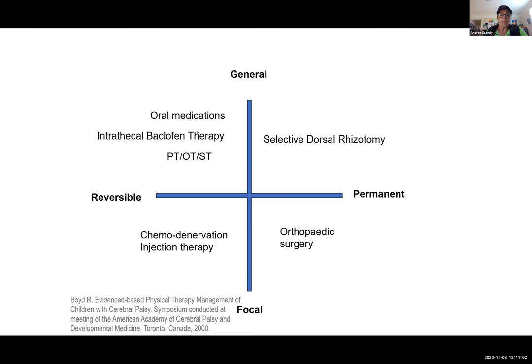So oral medications, intrathecal baclofen, and then of course what we do are all reversible and address general tone or spasticity. A focal intervention for one or two muscles that's reversible would be injection therapy or chemodenervation. We'll be talking about those. And then a permanent solution for a focal problem would be an orthopedic intervention or surgery, tendo-Achilles lengthening, these kind of things. Okay, let's move on to our next slide.